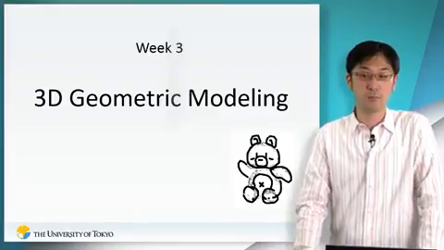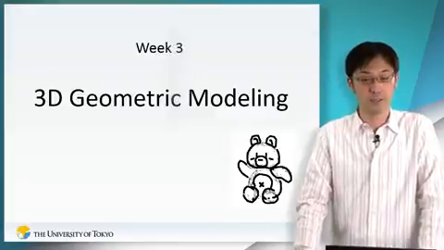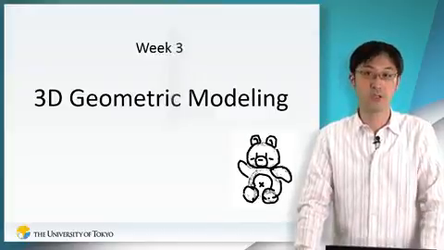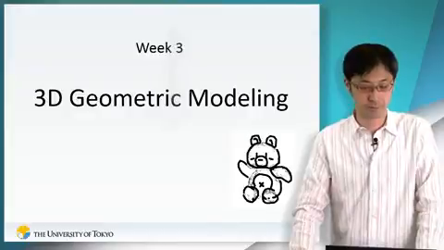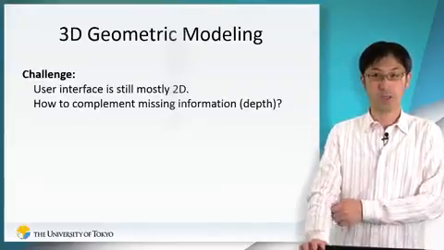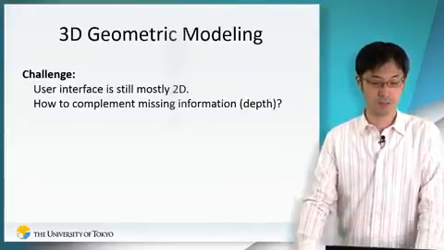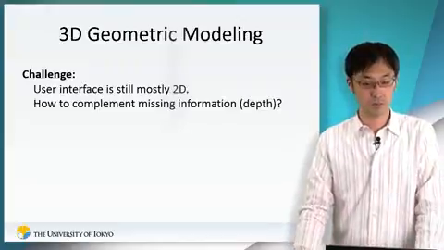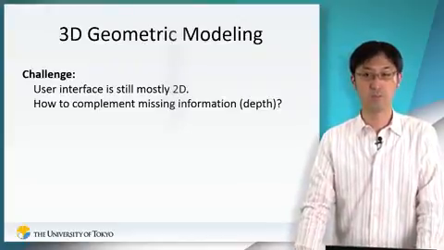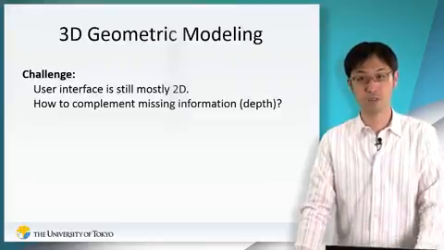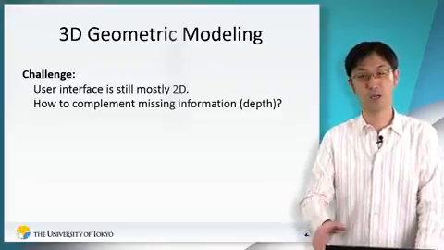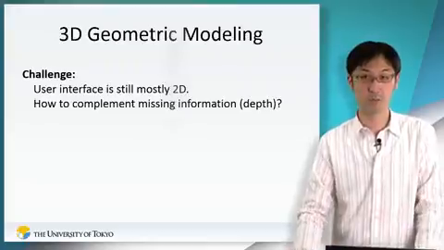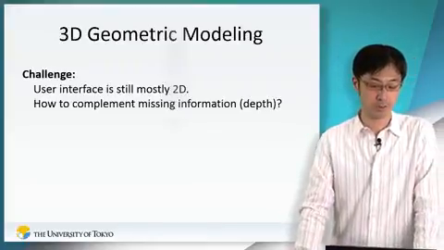This is Interactive Computer Graphics Week 3. The topic we discuss here is 3D geometric modeling. So the challenge behind this is that the user interface is still mostly two-dimensional. So the question is how to complement missing information, mainly depth here. So the user inputs 2D, and how to get 3D from 2D? That's the problem we address here.